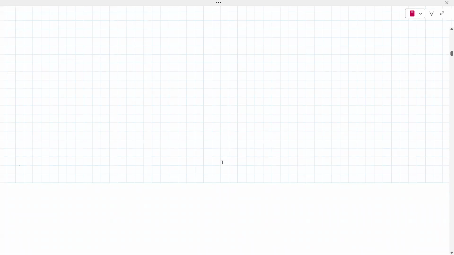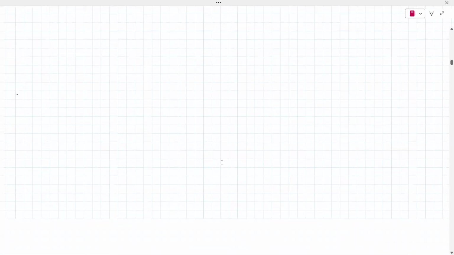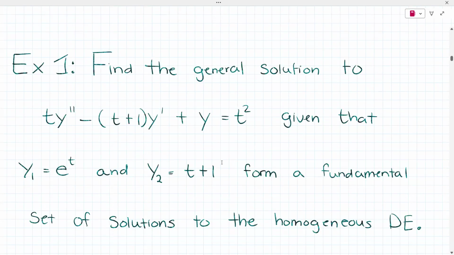We actually do one, so let's do an example. Example 1 says: find the general solution to t y double prime minus (t plus 1) y prime plus y equals t squared, given that y1 equals e to the t and y2 equals t plus 1 form a fundamental set of solutions to the homogeneous differential equation. Okay, so let's do this one. We've got to find the solution.